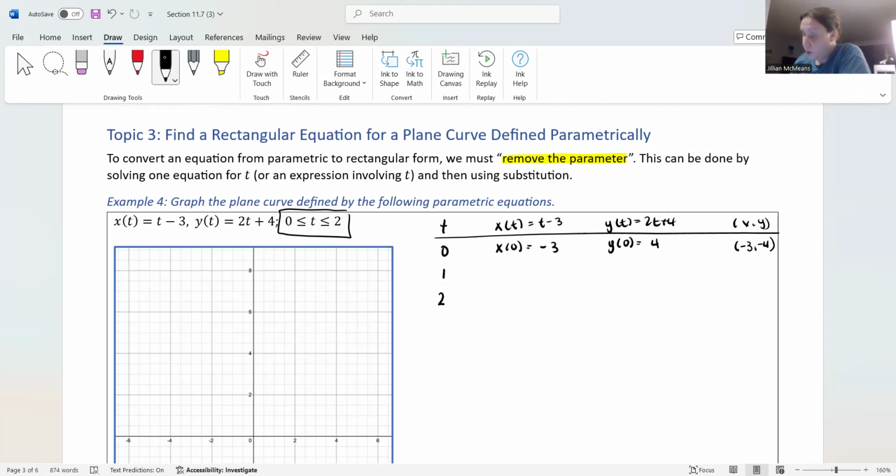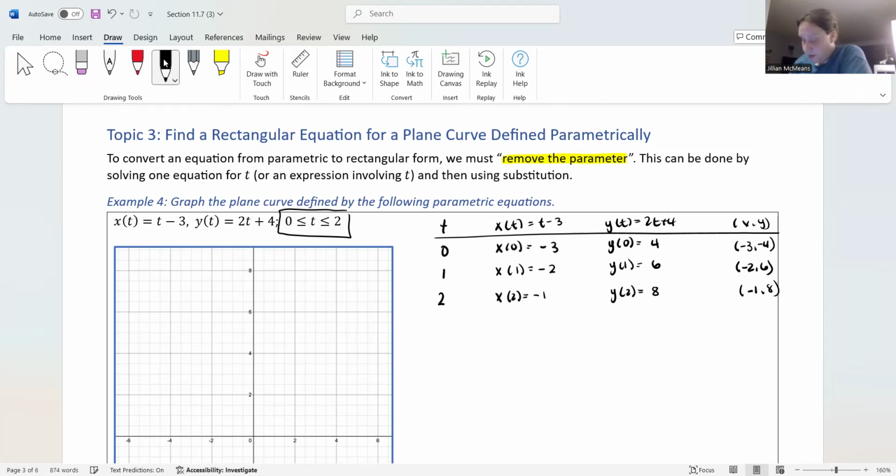Now, for t equals 1, we get x of 1. Whoops, I was about to put a t. We get x of 1. So t is 1, so we get 1 minus 3, which is negative 2. And then y of 1 is going to be 2 times 1, which is 2, plus 4, which is 6. So we get a point on the plane, negative 2, 6, at t equals 1. Now, when t equals 2, we get x of 2 equals 2 minus 3, so negative 1. And then y of 2 is going to be 2 times 2, which is 4, plus 4 is 8, so we get the point on the plane, negative 1, 8.